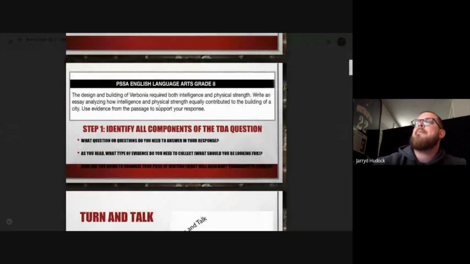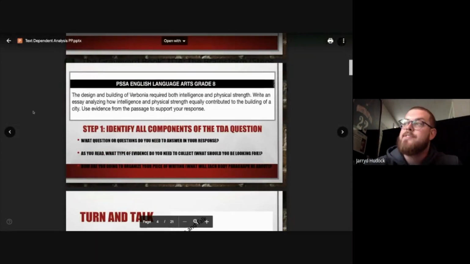So again, the first thing that I'll talk about is step 1. Step 1 of the TDA process in my classroom is identifying all the components of the question. So I break it up into sub-steps, and before they start reading the text, before they do anything, the first thing that I have them do is to look at the question. What do you need to answer? So that can inform them as they start to read, they know what they're looking for.